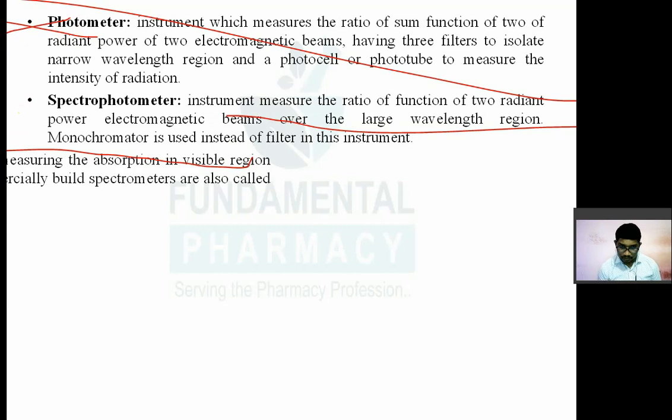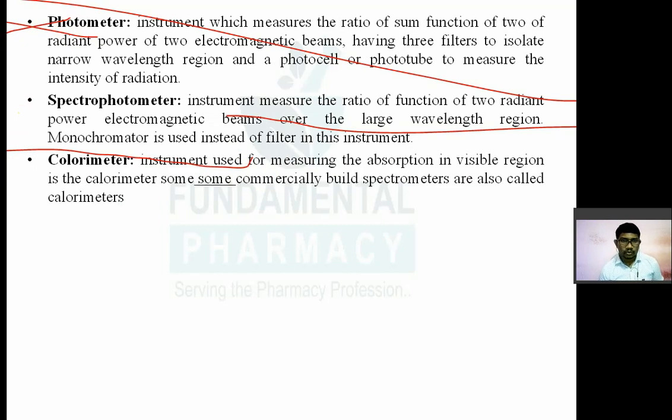Now, the colorimeter is the instrument used to measure the absorption in the visible region. If you want to measure the absorption of light in the visible region, that is 400 to 800 nanometer. Remember the ranges: the UV range is 200 to 400 nanometer, the visible is 400 to 800 nanometer. So the colorimeter operates in the visible region and it is the less accurate instrument. It has filters, not monochromators. The spectrophotometer is more accurate and is an expensive instrument.